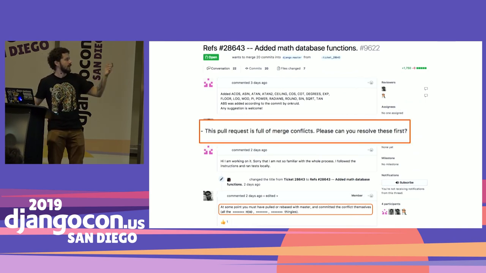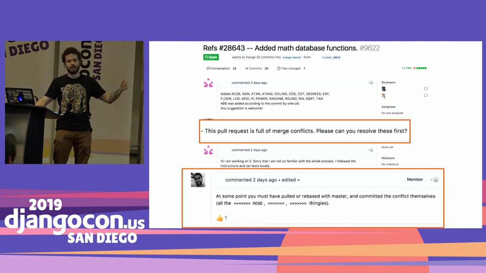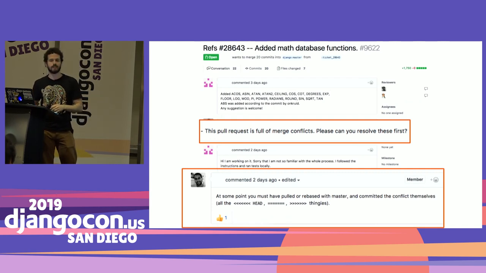I've highlighted here, he says, can you please resolve the conflicts first? And then he says, at some point you must have pulled the rebase with master, so check for the signs, that's where the conflicts are.